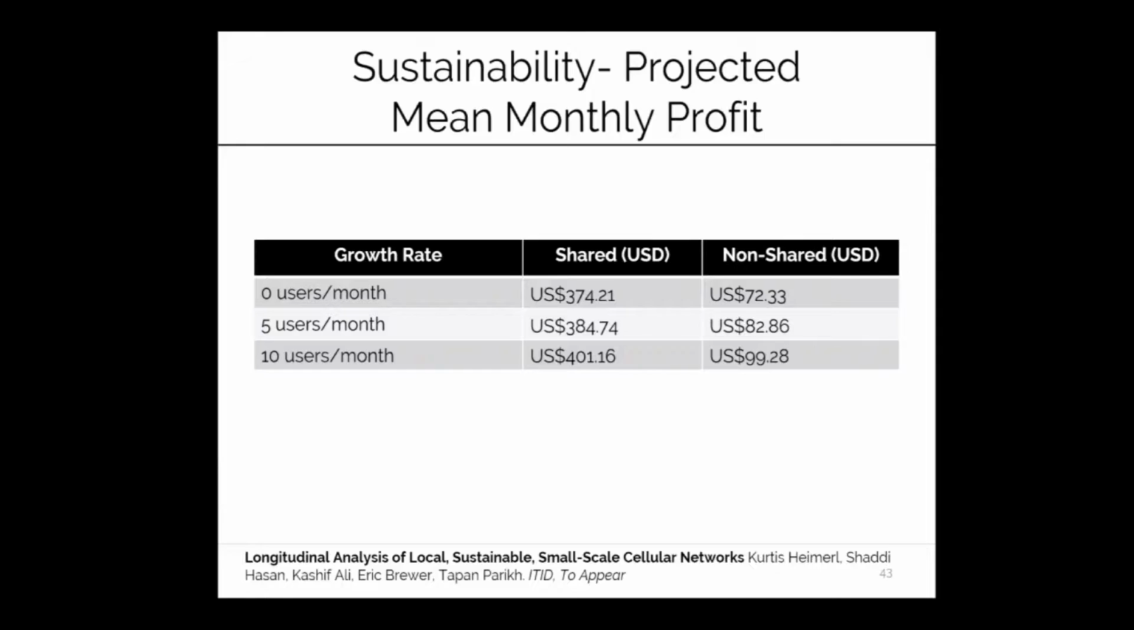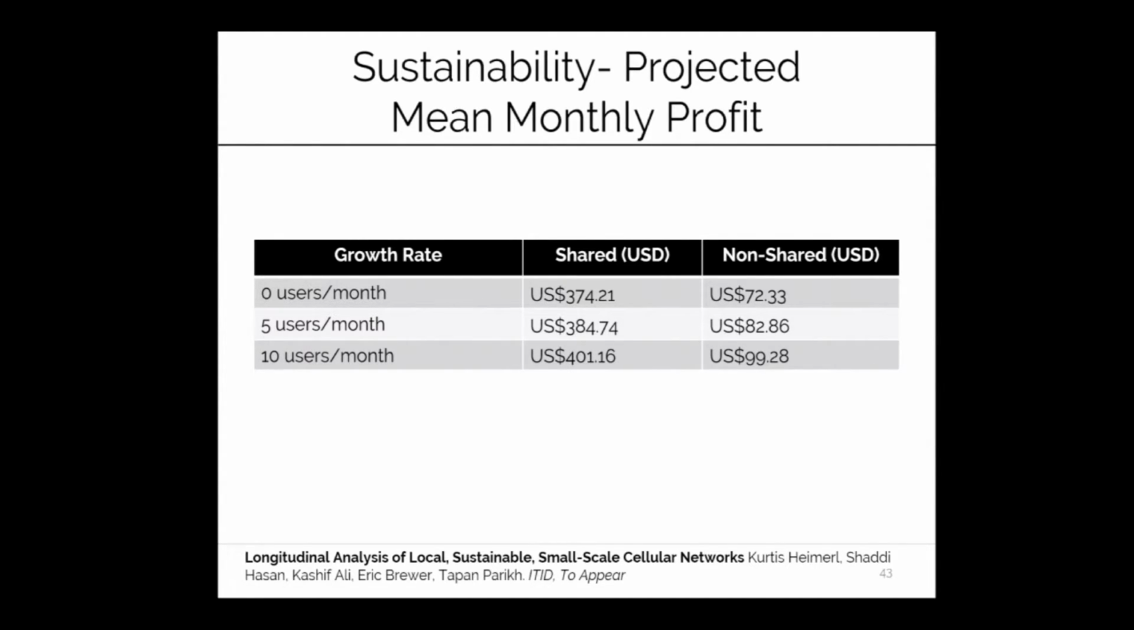Here's the profitability numbers in the network. And you can see it's profitable under all cases. 0 users per month in growth basically means that the growth that we've seen just stopped all of a sudden. We would still be making $370 a month in the shared model in profit and $70 a month in the non-shared model. But if we see even reasonable growth, we've seen at least 10 users a month in general, it goes higher to around $400 a month and $100 a month for the non-shared model. So it really is a sustainable, profitable installation for the local operators.